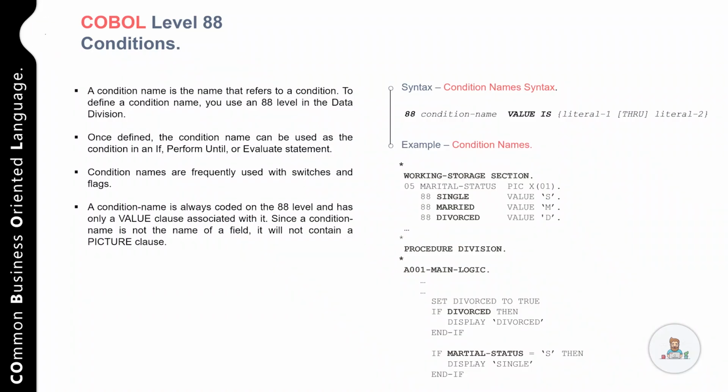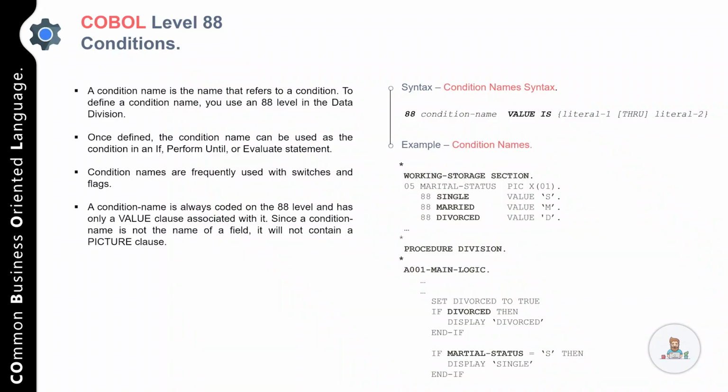In the following example, we have defined a variable, marital status, with a length of 1 and the data type is alphanumeric. The three possible values of this variable are S, M and D. S denotes single, M denotes married and D denotes divorced. All these three condition names are defined at level 88, and we're going to use them directly instead of using the marital status variable in our logic.